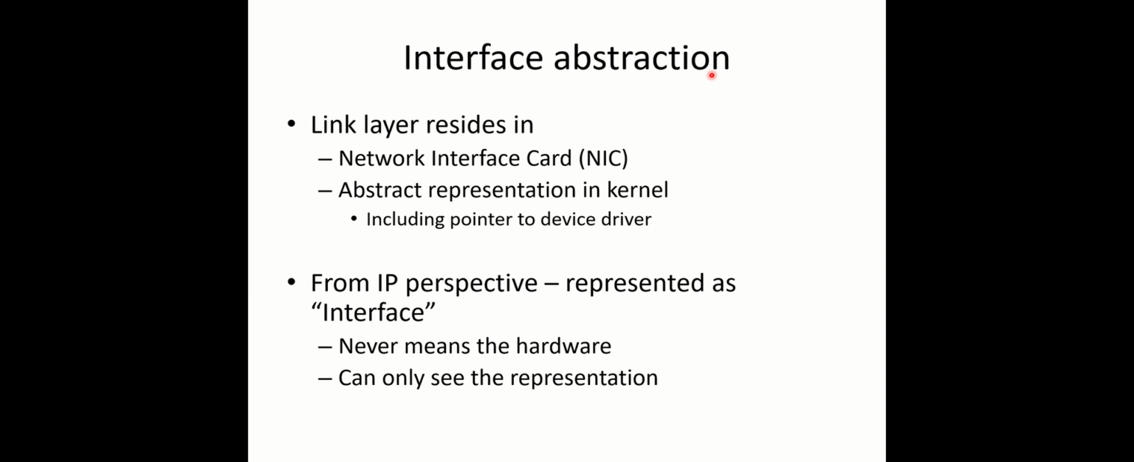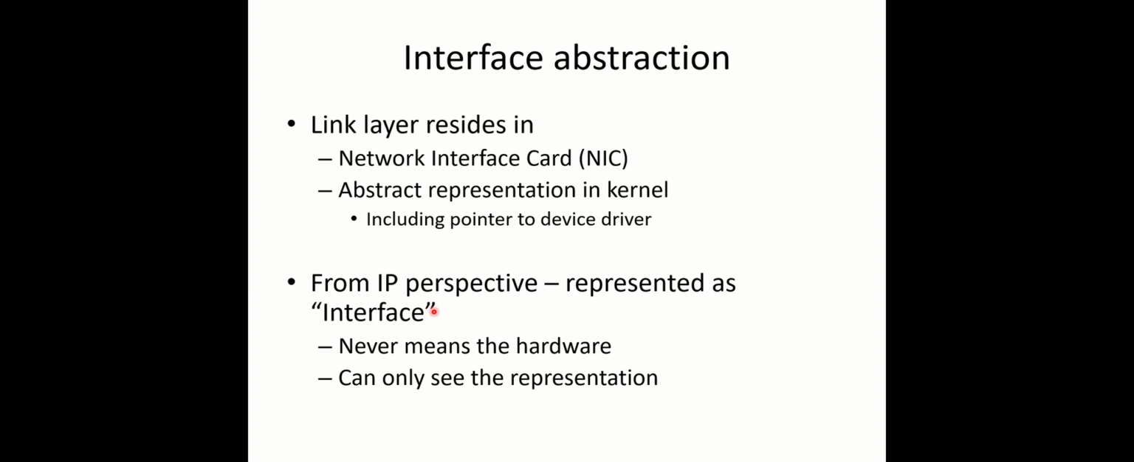This representation is called the interface, and it represents the communication link for the Internet protocols in the kernel. In fact, the Internet protocols do not know and do not care about the physical layer and the lower link layer component. For them, this abstract representation called the interface in the kernel is all there is to know. The actual bonding of this representation and the corresponding device is up to the operating system to configure.